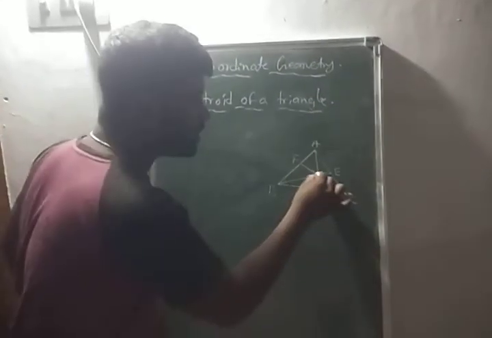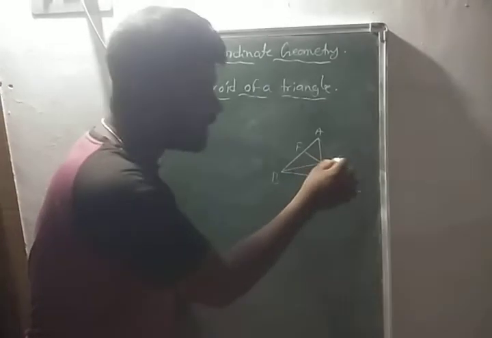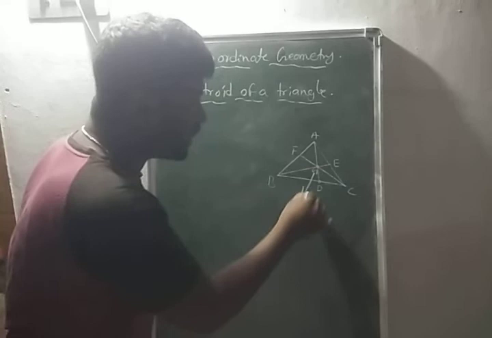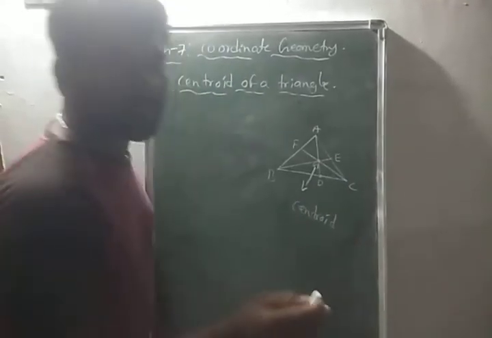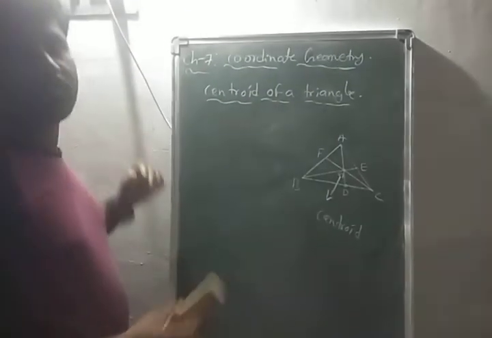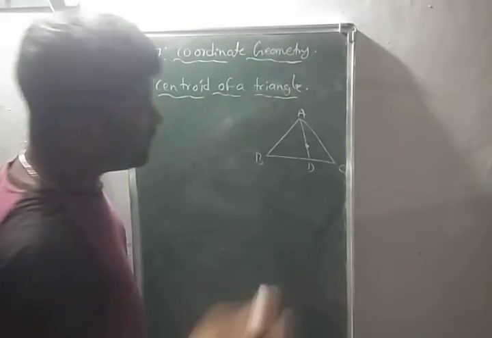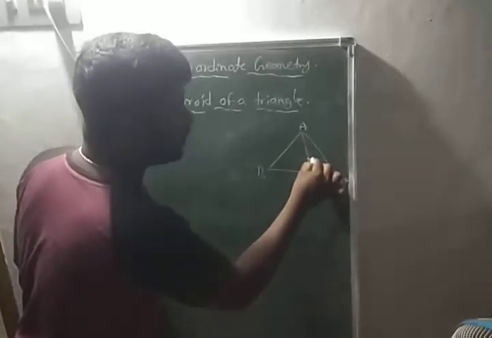So clearly the 3 medians AD, BE and CF, the point of concurrence of 3 medians, that is called what, Nana? The 3 medians intersect at one point. The intersecting point is called what? That is the centroid. That is the centroid of a triangle. Is it clear?